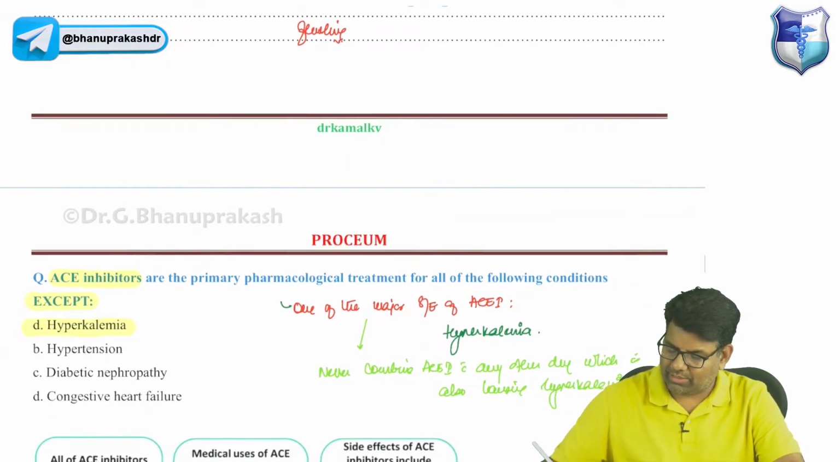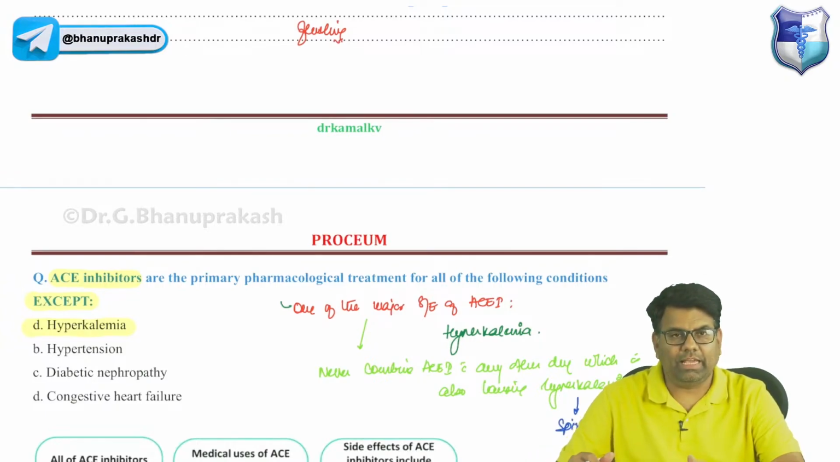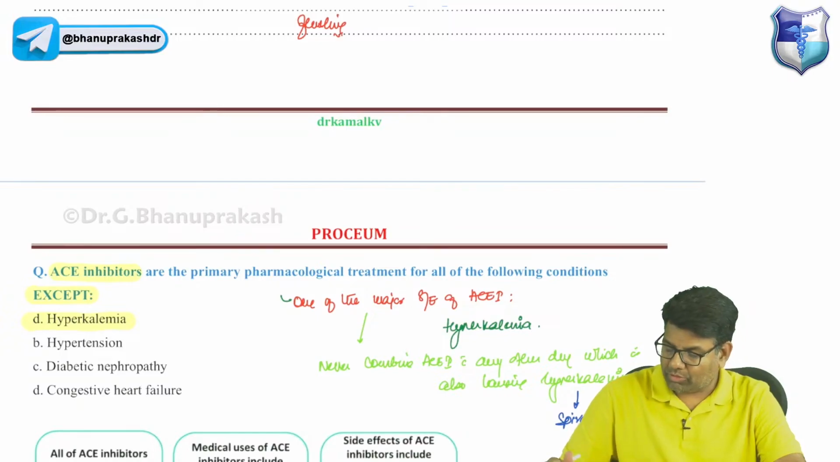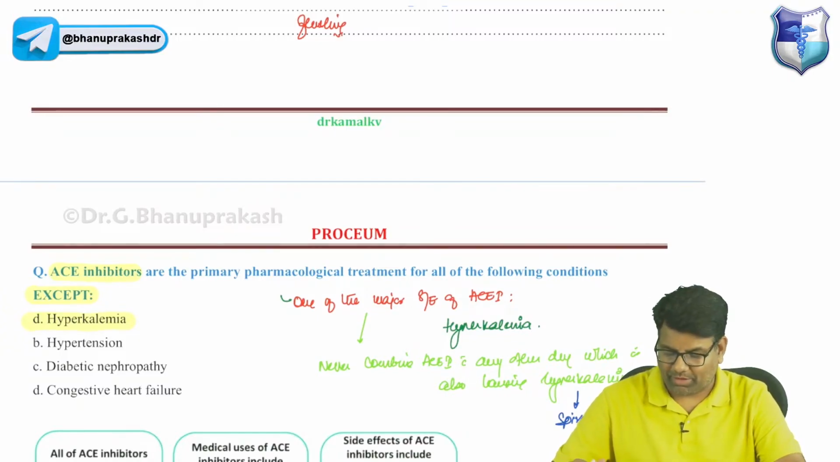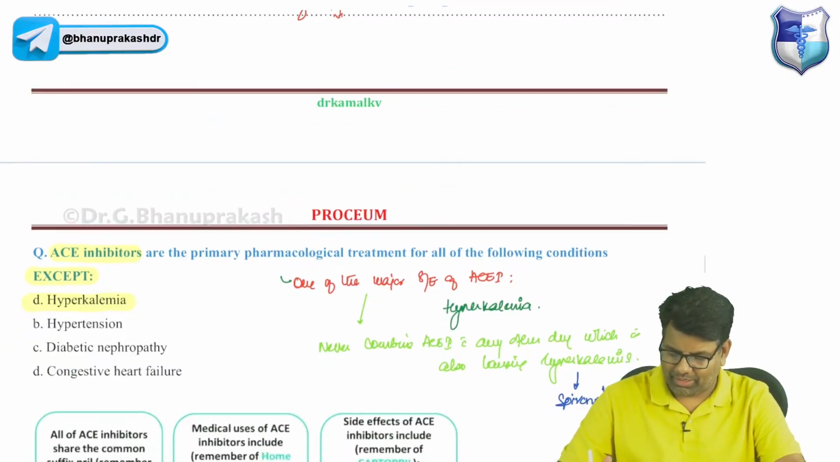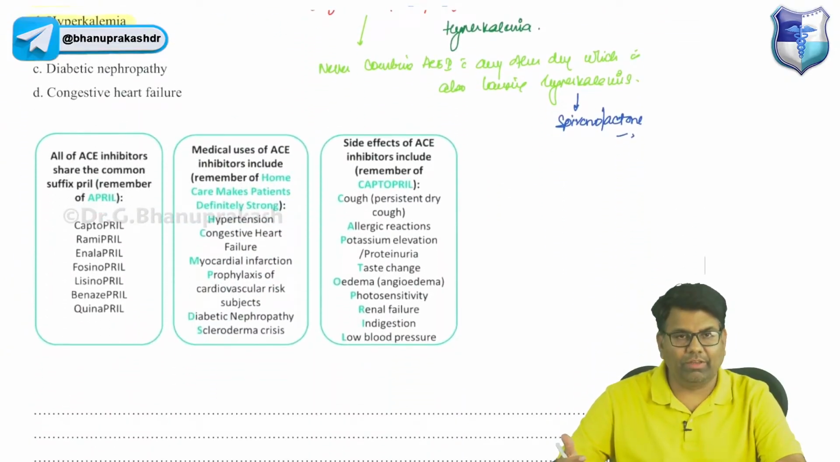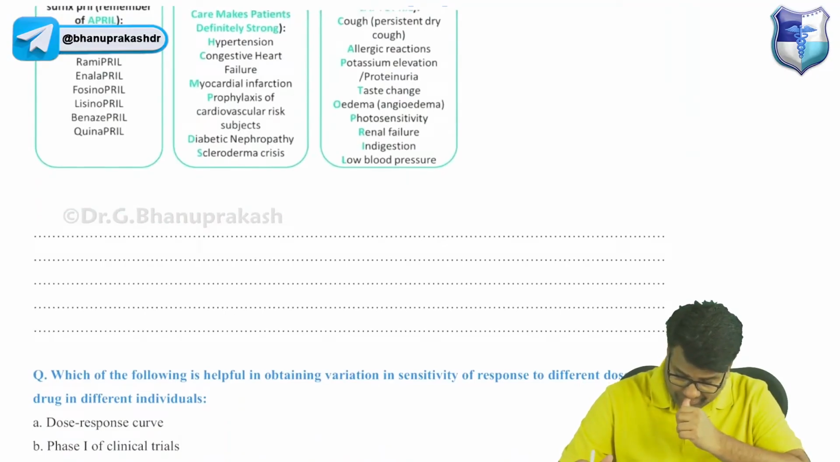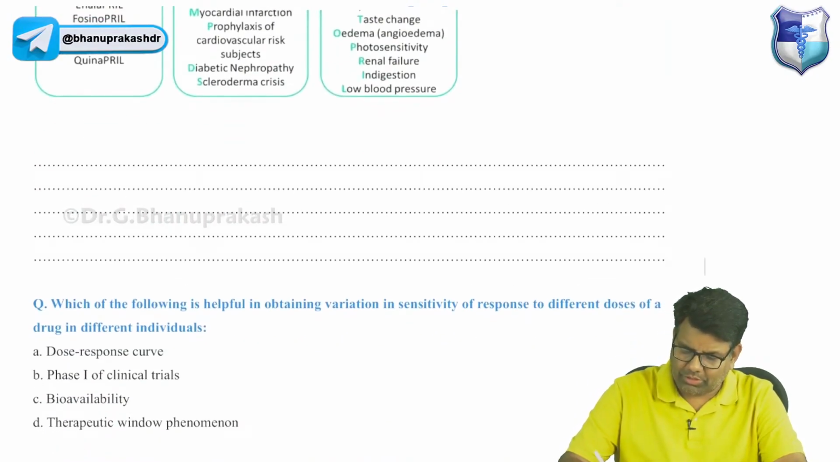Because if you give these kinds of drugs which cause hyperkalemia, there will be fatal hyperkalemia. One of the classical examples is spironolactone. Never give ACE inhibitor with spironolactone, because spironolactone is also a potassium sparing diuretic. So there will be fatal hyperkalemia. So please remember, one of the complications of ACE inhibitor is hyperkalemia. There is no point in giving ACE inhibitor to a patient with hyperkalemia. This is a good question.